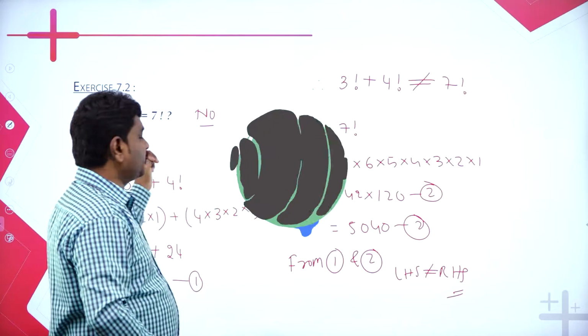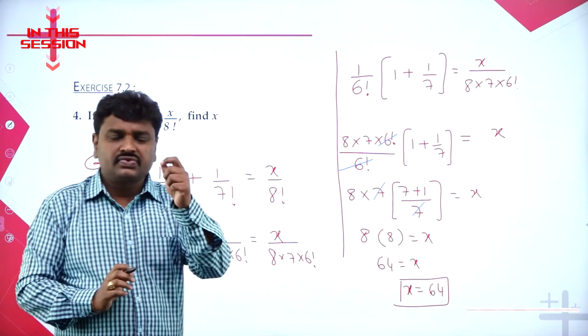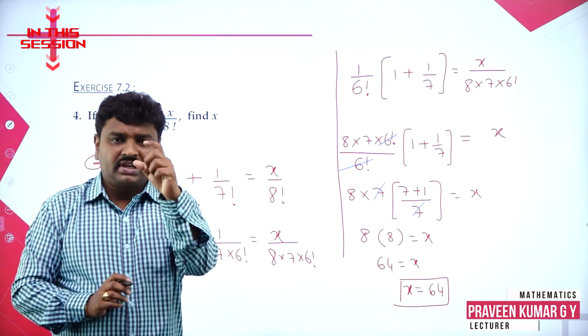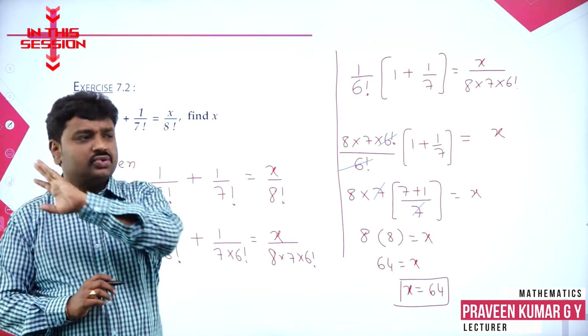Sum of two numbers' factorials is not equal to the factorial of the sum. Always, we can write any number n as n into (n minus 1) factorial, or n into (n minus 1) into (n minus 2) factorial.